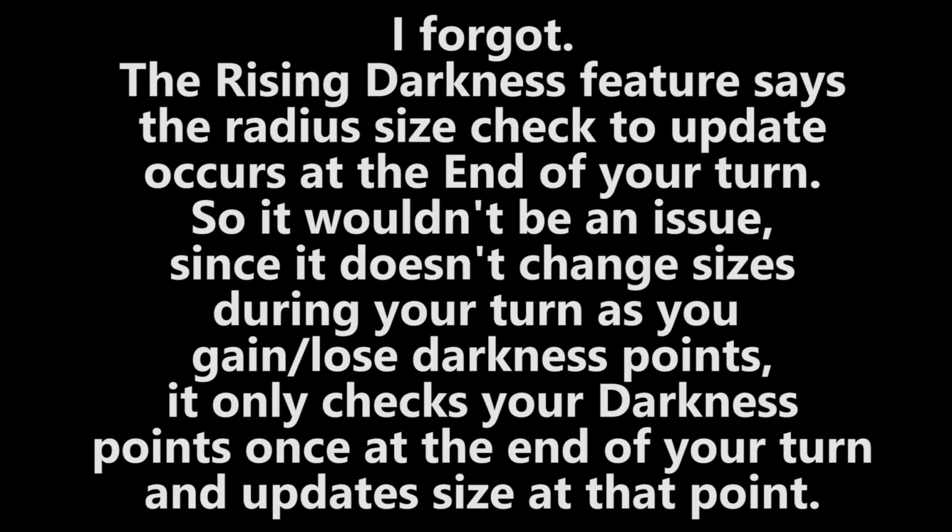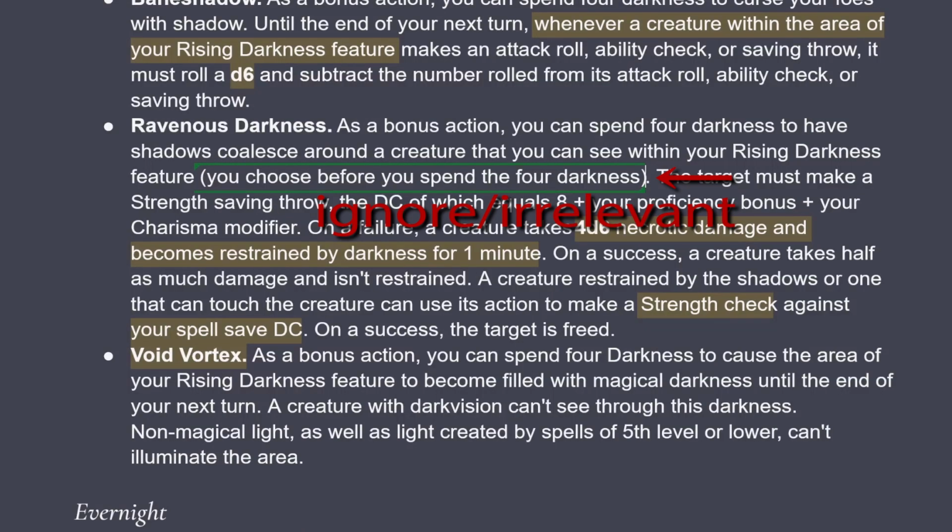I would have to assume the intention is the creature's still in range after having spent your 4 darkness points in order to essentially cast the Ravenous Darkness effect. The fact that they should be in the darkness to do it. So the restrained is the main thing here. Restrained is awesome. It's 4 darkness for one creature, but it's really good. Plus it does damage. If they succeed, they take half damage and aren't restrained. So it's not save or suck. You still get something out of it.